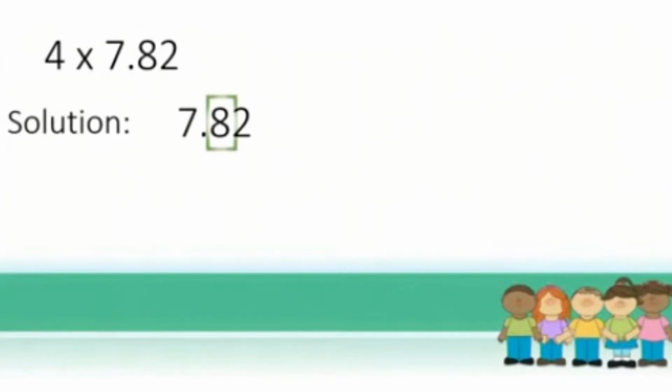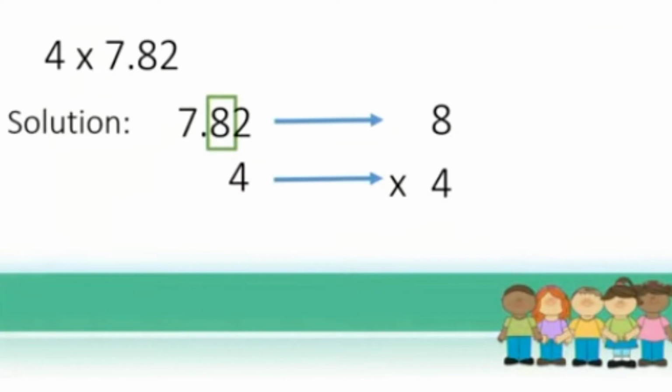Therefore, 7.82 is estimated to 8. Since 4 is already a whole number, no need to estimate. Proceed in multiplying numbers. That is 8 times 4. The answer is 32. Did you get it correctly, children? Good job!